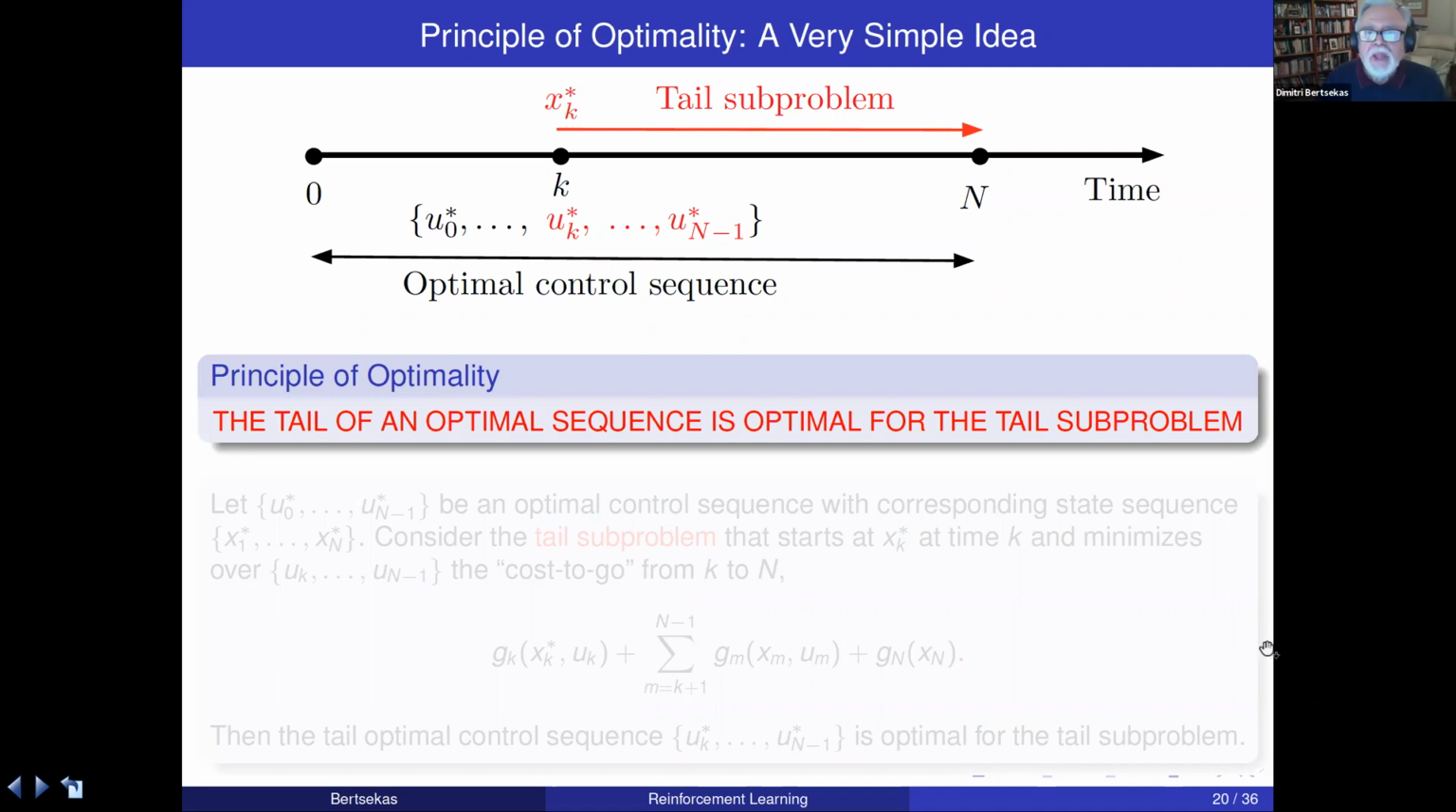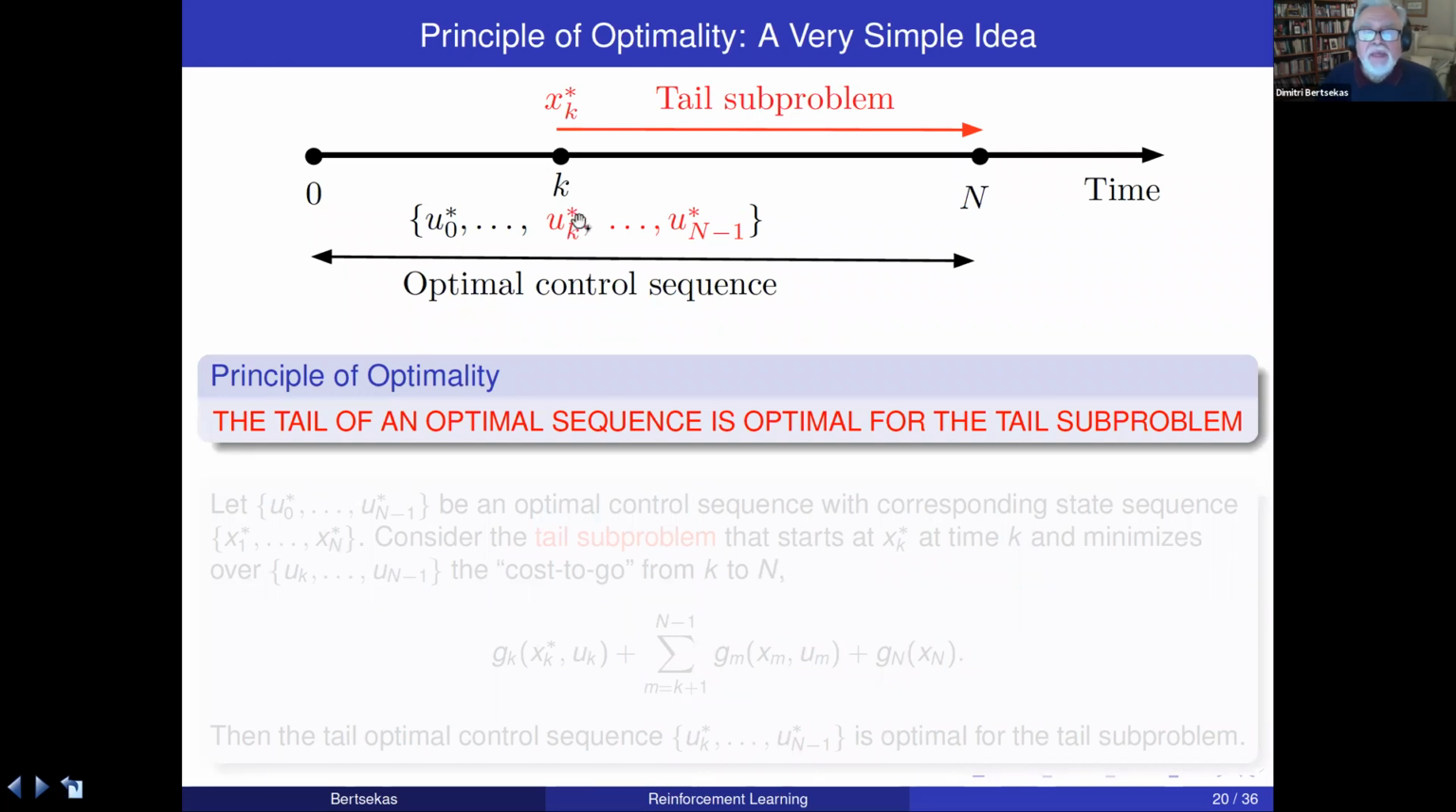Okay, so the principle of optimality. We have a sequence of state changes from time 0 to state n. And at the k-th stage, after k actions, k decisions, suppose that we have reached a state, and suppose that we have an optimal sequence of actions, okay? So the state trajectory is also optimal.